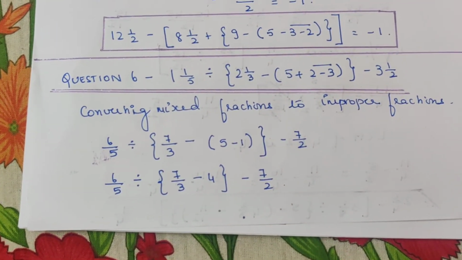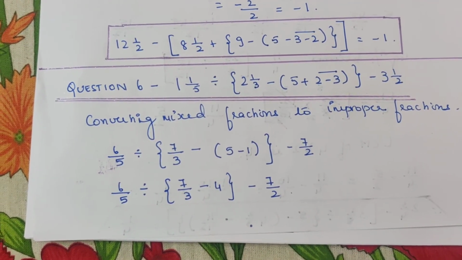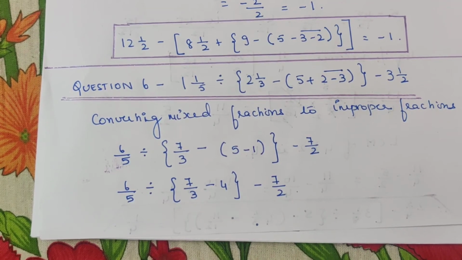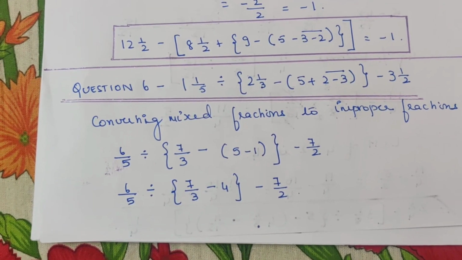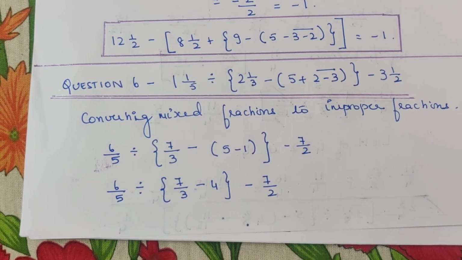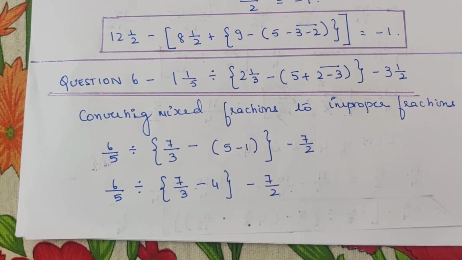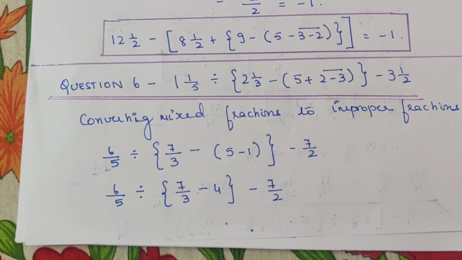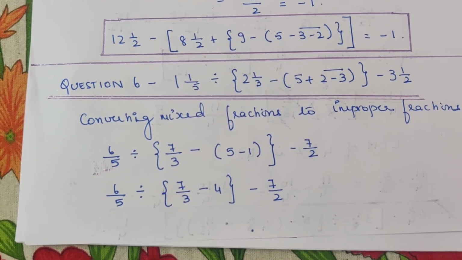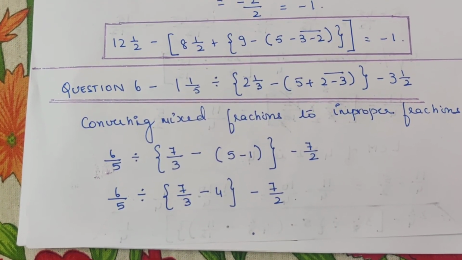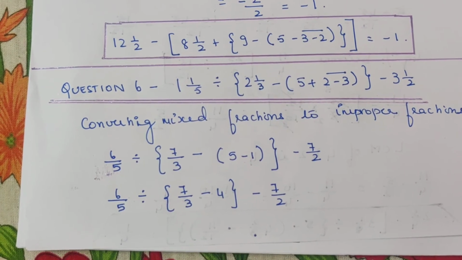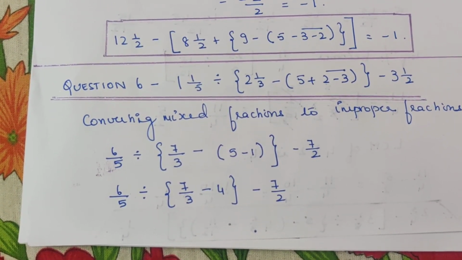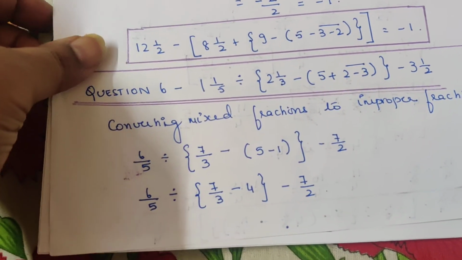Let's move on to question number 6. 1 by 5 divided by 2 1 by 3 minus 5 plus 2 minus 3 minus 3 1 by 2. Let's convert the mixed fractions to improper fractions. We get 6 by 5 divided by 7 by 3 minus 5 by 1, 5 minus 1 minus 7 by 2. It becomes 6 by 5 divided by 7 by 3 minus 4 minus 7 by 2.